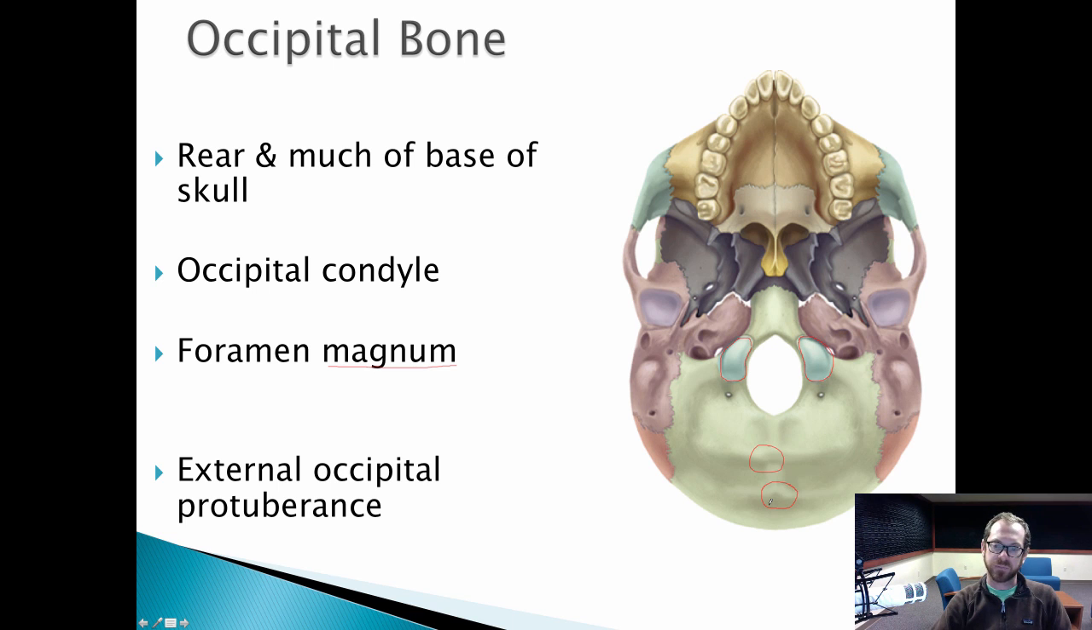And if you have a dog at home tonight, go ahead and rub your dog's occipital bone, just the posterior part, and you will notice that they have a very exaggerated external occipital protuberance.